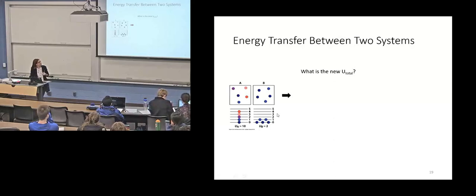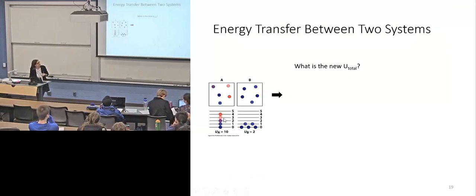Total energy of A is 10. It's 0 plus 1 plus 2 plus 3 plus 4. Here we have 0 times 3 plus 2 times 1 gives us a total energy in B of 2. So when we put these two things together, what will be the new U total? 12, right? Conservation of energy. That's my only choice.